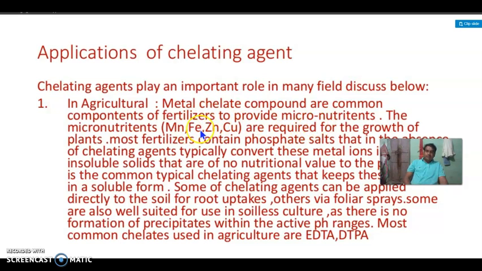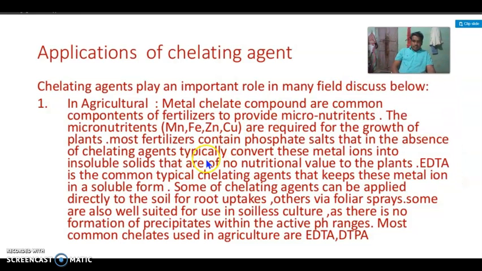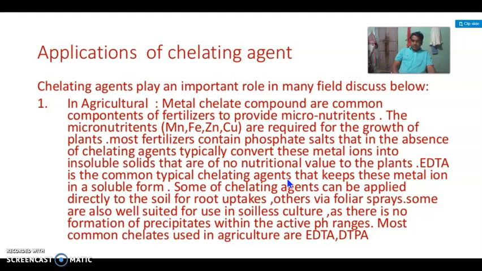Micronutrients, for example magnesium, iron, zinc, and copper, are required for the growth of plants. Without chelation, these metal ions convert into insoluble solids that are of no nutritional value to the plant. EDTA is a common chelating agent that keeps these metal ions in soluble form. Some chelating agents can be applied directly to the soil for root uptake, others via foliar spray.